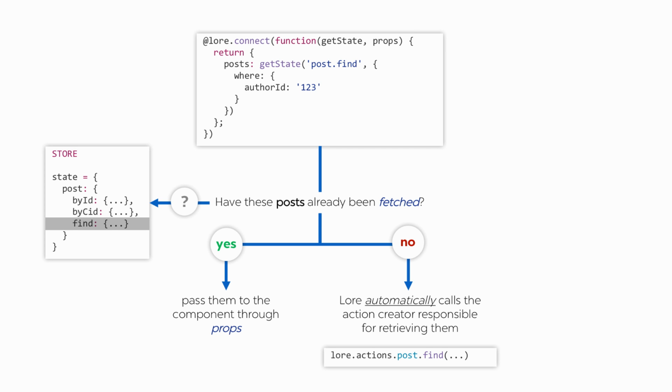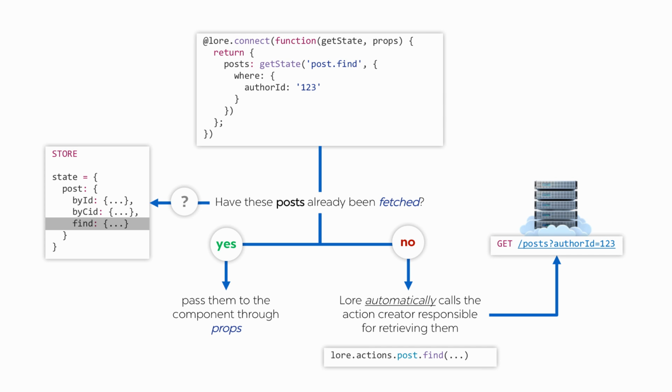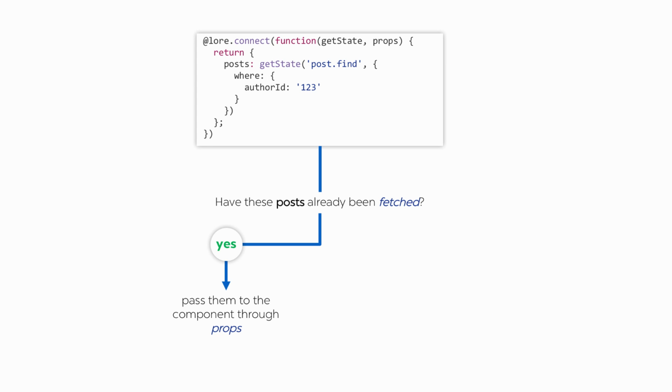So it's going to automatically invoke lore.actions.post.find with the parameters that you passed in. This will cause a network request to go out to retrieve the posts by that author. And when the data comes back, the component will re-render because the data now exists in the store. In the next render cycle that occurs, the data will exist, and so the component will have it and will be able to use it.